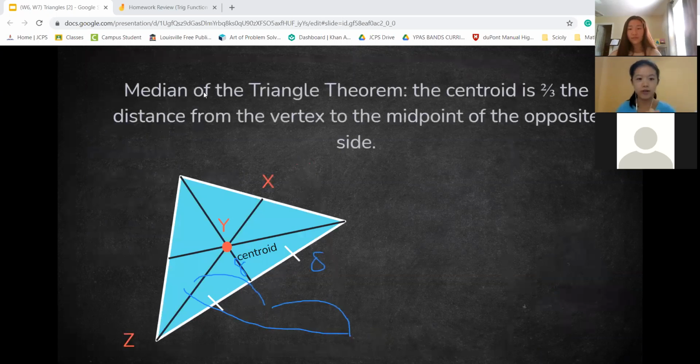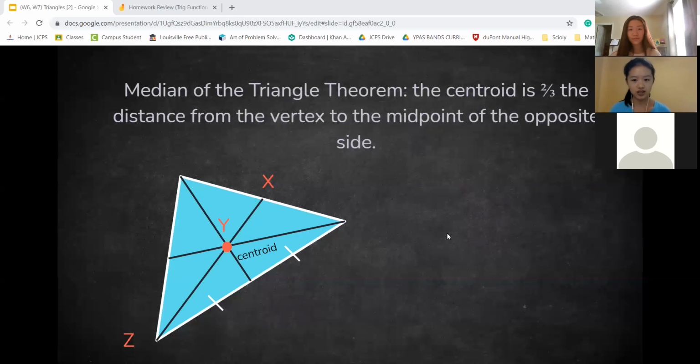Okay, now we're going to look at something that's kind of important. There's this, I don't even know what it's actually called, but the median of the triangle theorem. Remember that the centroid is the place where all the medians of a triangle intersect, and they all intersect at one point. This theorem says that the centroid is going to be 2/3 of the distance from the vertex to the midpoint of the opposite side.